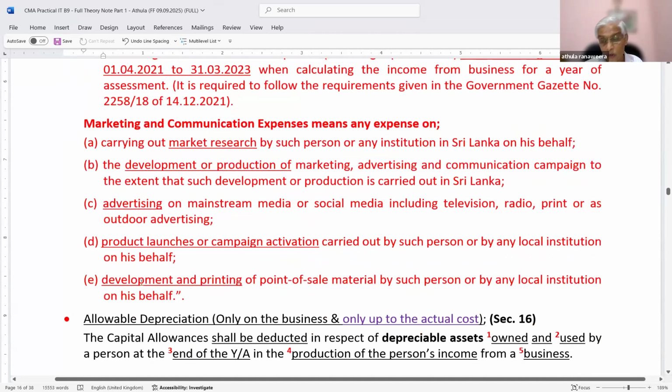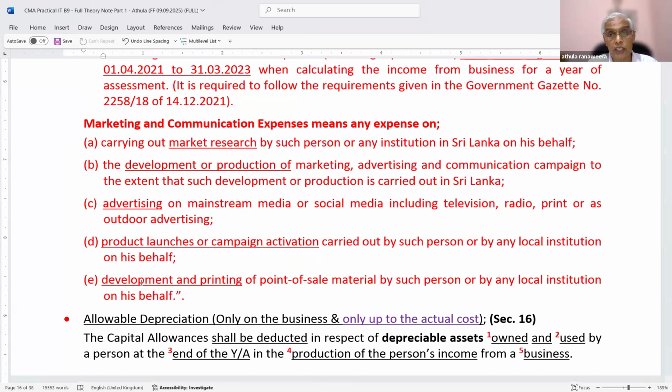Now, some of these words are not fully described or fully interpreted. Marketing and communication expenses means any expense on market research. When it says market research, IRD might say something with a smaller coverage, but you need not limit to that. As far as the substance is market research for the purpose of marketing and communication, then you should claim it.